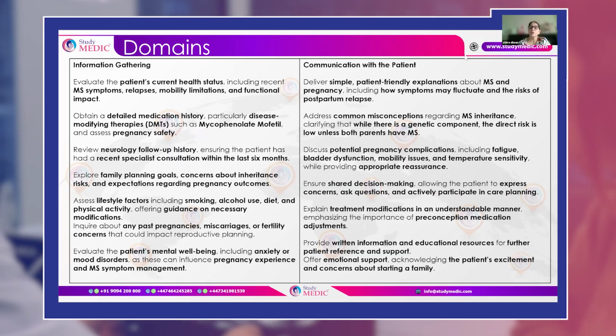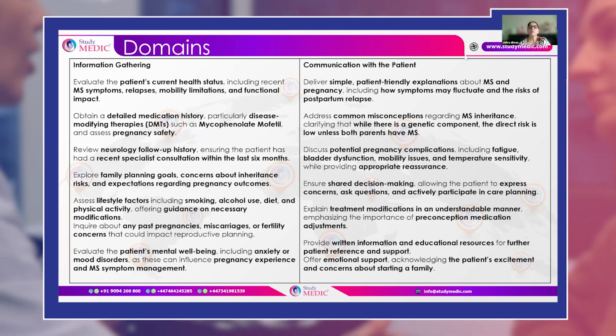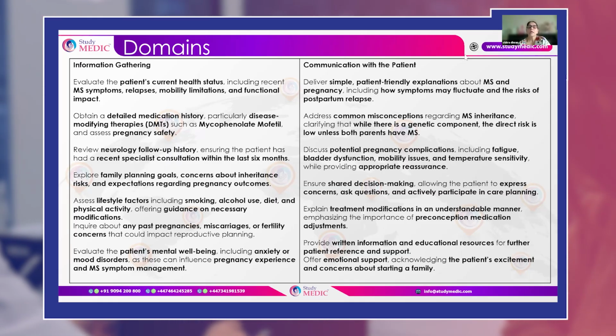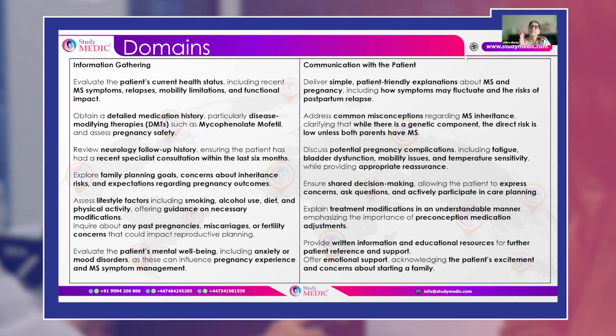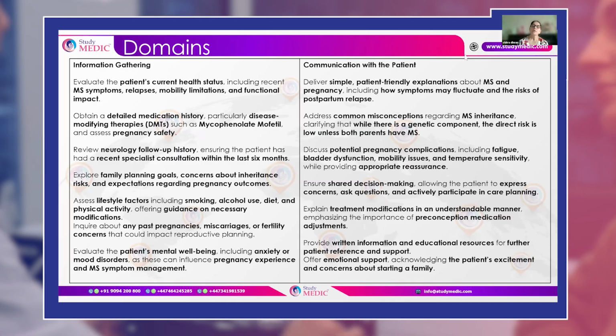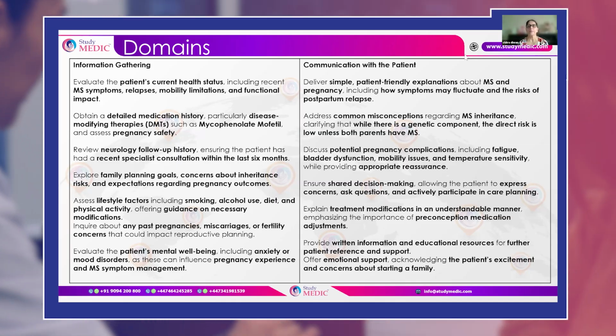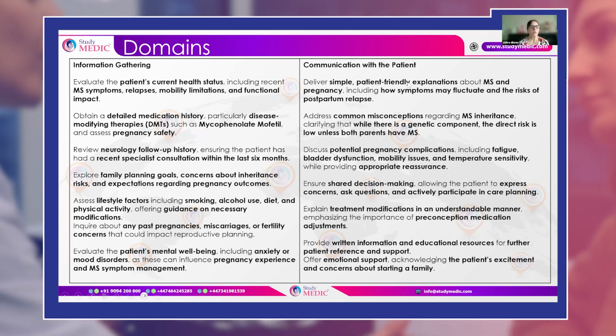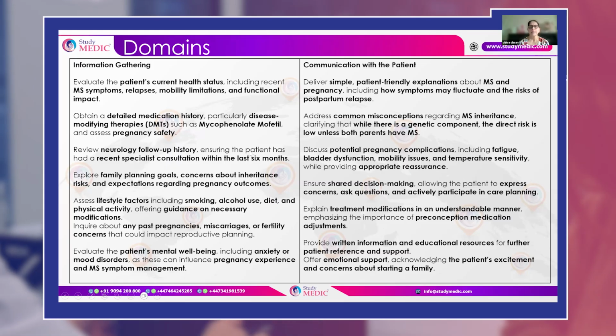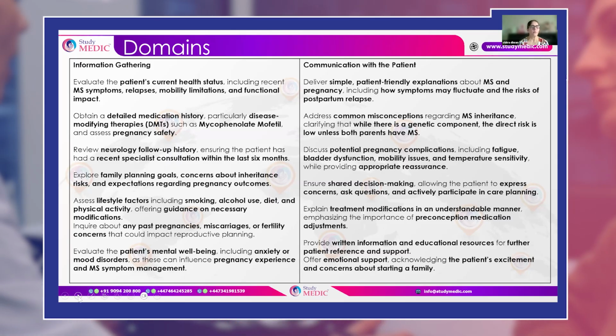Don't tell her that you will stop mycophenolate mofetil, because then the role player will get scared that I'm doing so well with this drug, and if you stop this drug, I will get my symptoms back. So tell her that the drug will be stopped, but she will be put on some other drug which is more baby friendly. Okay. And last, don't forget to give written information. Okay. And also give her emotional support, and acknowledge that the patient is excited to start her family.